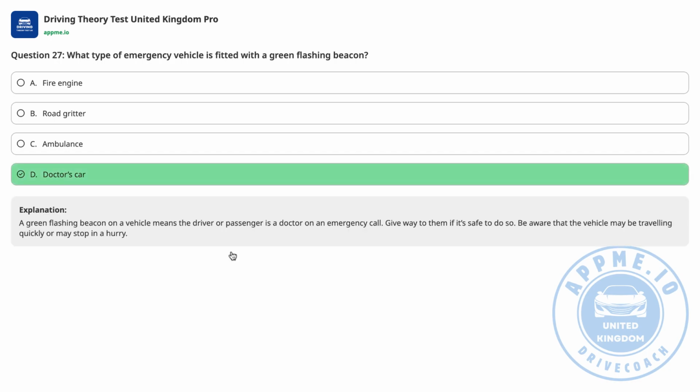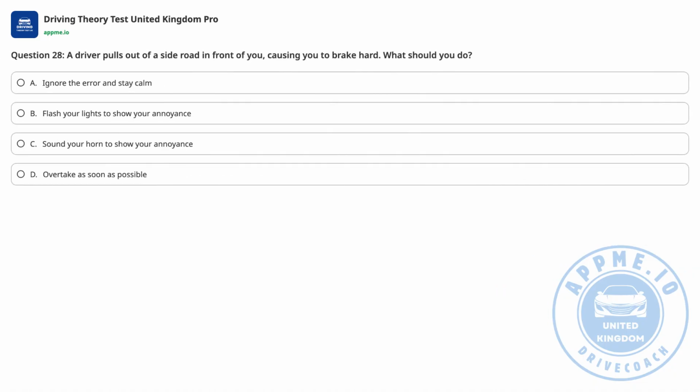The correct answer is D. Question 28. A driver pulls out of a side road in front of you, causing you to brake hard. What should you do? A. Ignore the error and stay calm. B. Flash your lights to show your annoyance. C. Sound your horn to show your annoyance. D. Overtake as soon as possible.